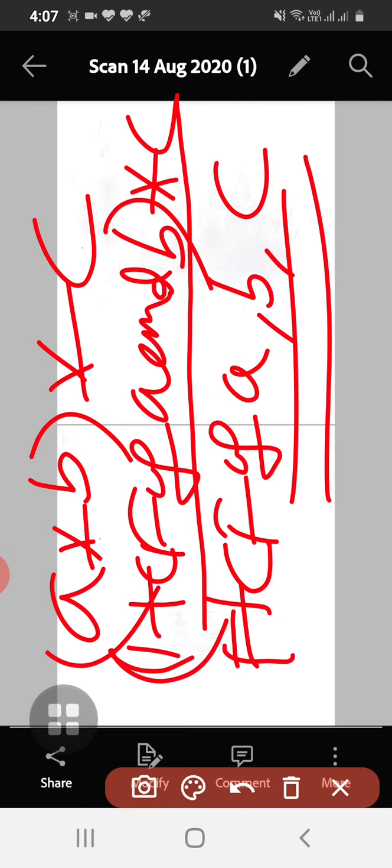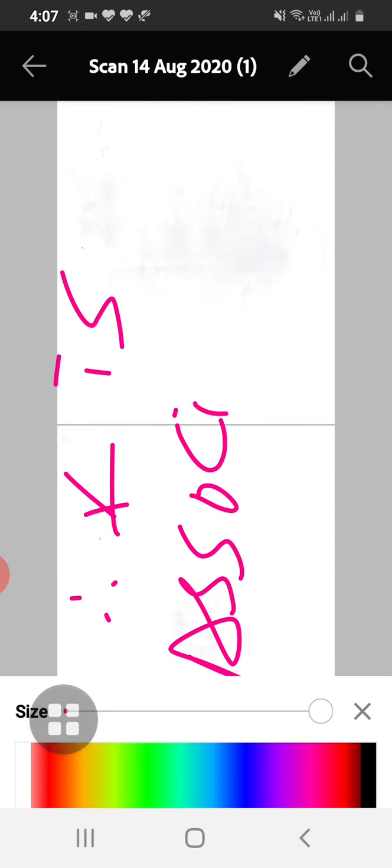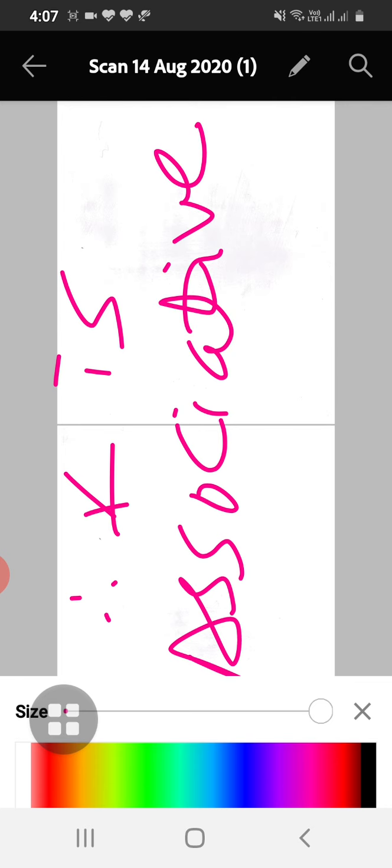So what should be our conclusion? Therefore star is associative. You have to write the steps one by one. See, it is commutative and it is associative. So what is the next and last thing here? We have to find out the identity element, if it exists.